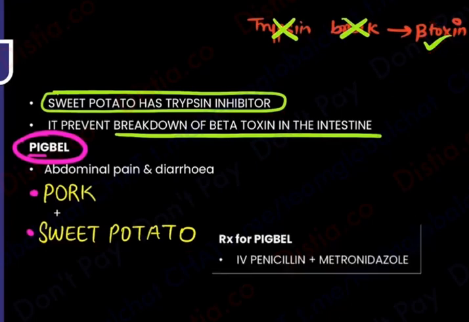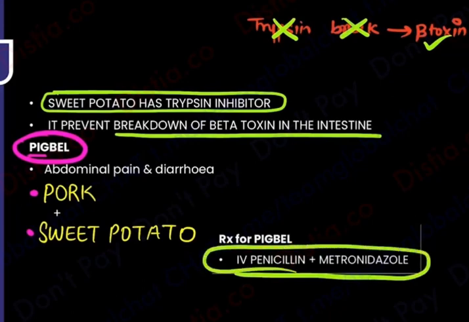So how do I treat it? I'm going to give IV penicillin with metronidazole. So please remember, pig bell: pig, meaning pork and potato, and you're going to give penicillin. Penicillin and metronidazole is said to be the treatment, right?